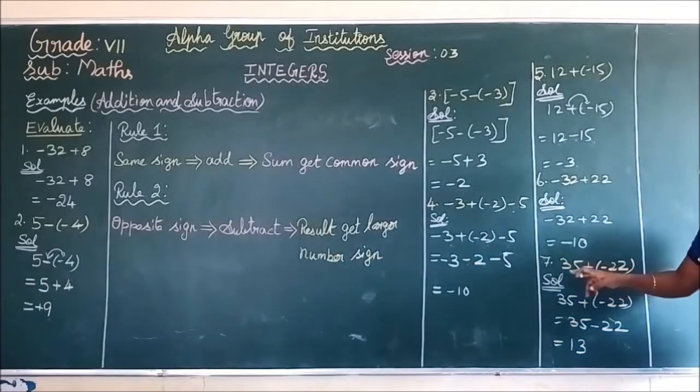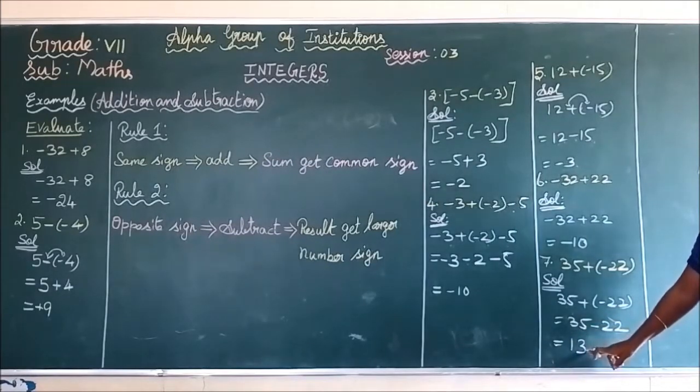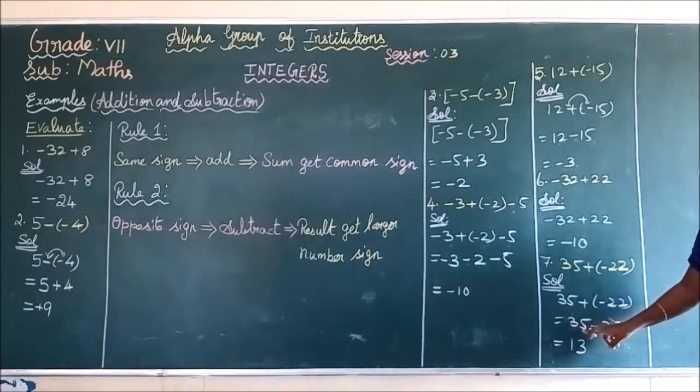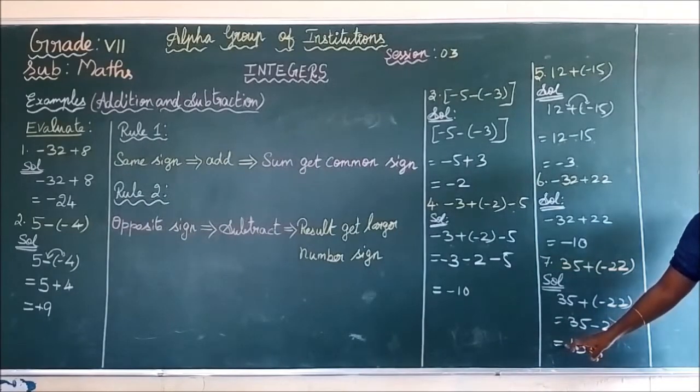See the next one. 35 plus minus 22. Now we are going to remove the bracket. Plus into minus is minus. 35 minus 22. This is the normal subtraction method. If you subtract 22 from 35, you get the answer 13. What is the symbol of the larger number here? Here the larger number is 35. The symbol of 35 is plus. Thus the answer gets the symbol plus.